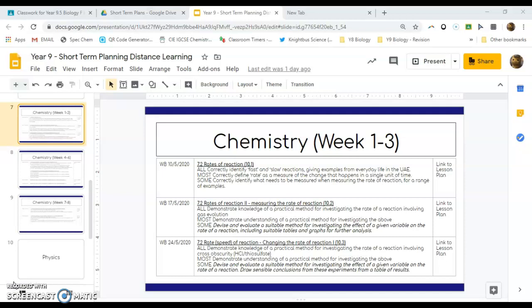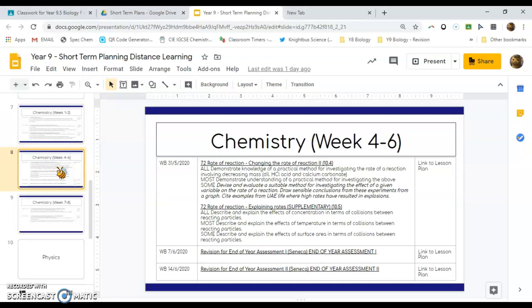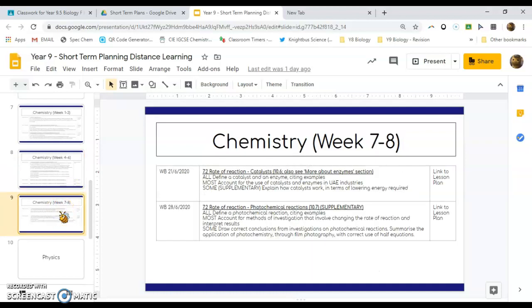Just to give you an idea of what's coming up over the next couple of weeks, we have 8 weeks remaining. We're going to be looking at chapter 10 extensively for the rest of this month. We're looking at rates of reaction in the first one, and then rates of reaction 2. We're looking at some online investigative practical work that can be used to investigate rates of reaction. And we'll then be looking at some revision exercises in preparation for your end-of-year assessments. End-of-year assessments will be taking place on the 7th and the 14th of June. And then finally, right at the end, we'll be finishing off rates of reaction in the last couple of weeks before the end of the academic year.